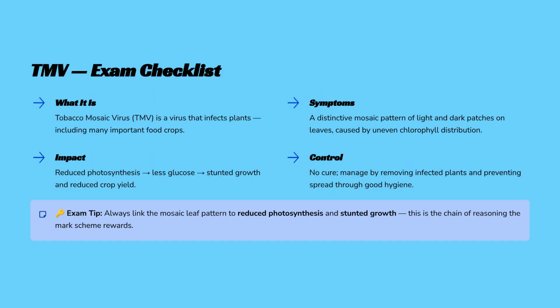Here is your TMV exam summary. It's a plant virus that causes a mosaic leaf pattern. This leads to reduced photosynthesis and stunted growth. Because there is no cure, focus your answers on removing infected plants and maintaining good hygiene to prevent spread.